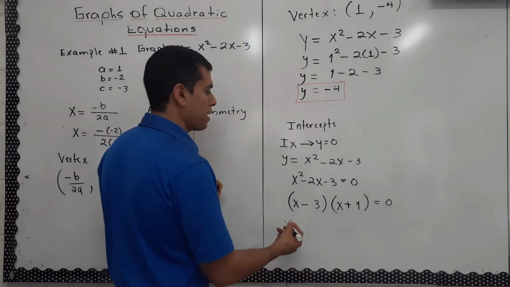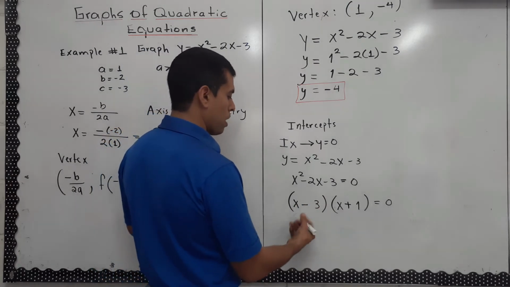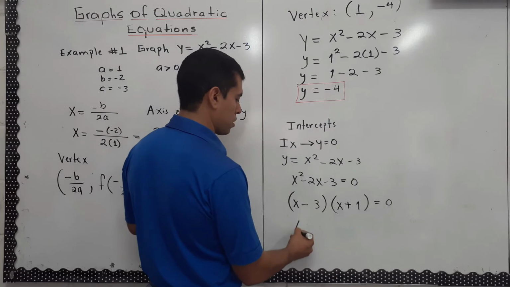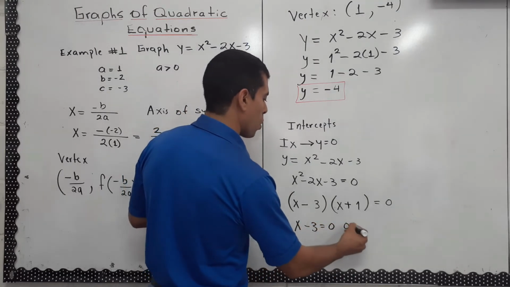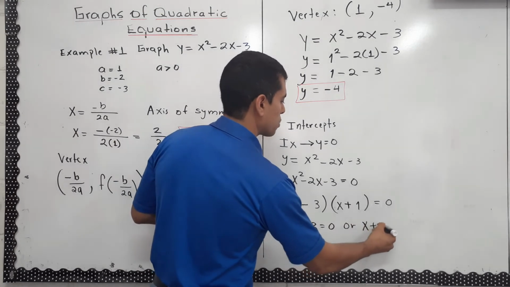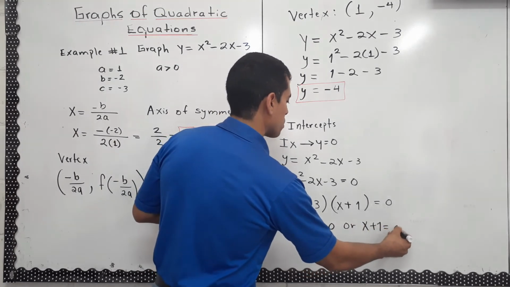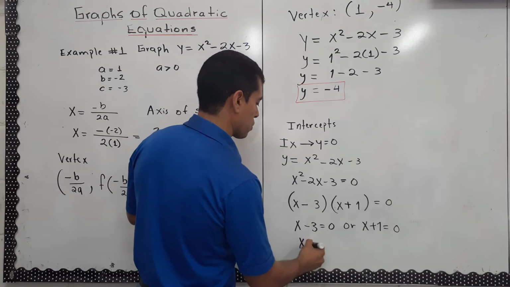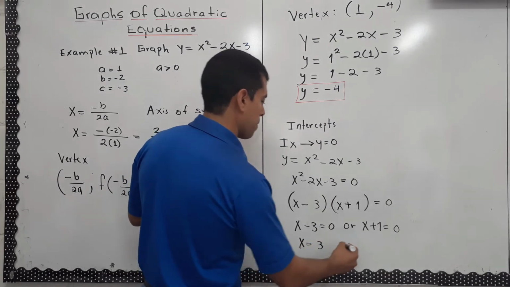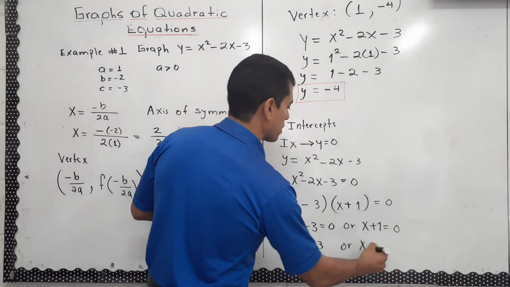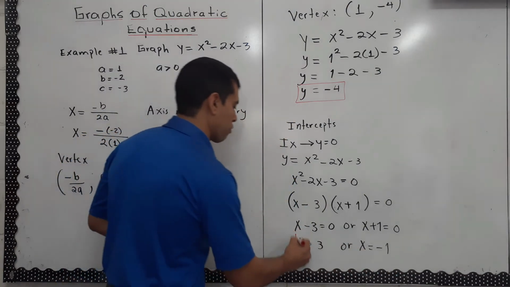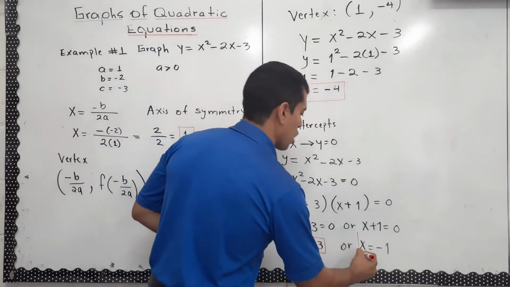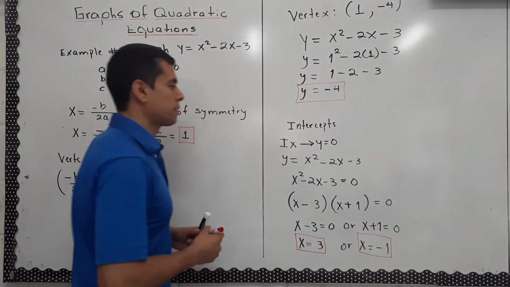Then we're going to have two solutions. x - 3 = 0, or x + 1 = 0. Then x is going to be equal to 3, or x is equal to -1. So I have 2 solutions, x = 3 and x = -1.